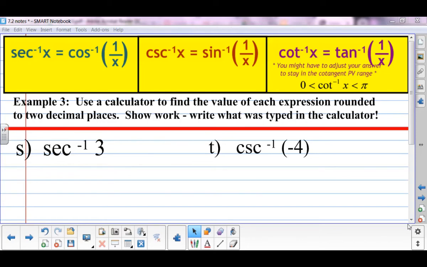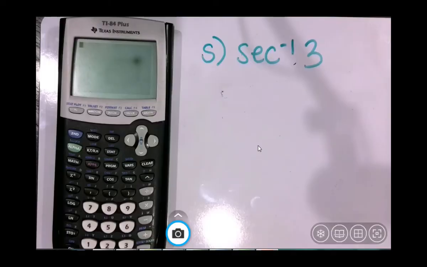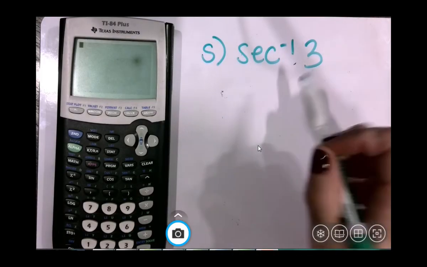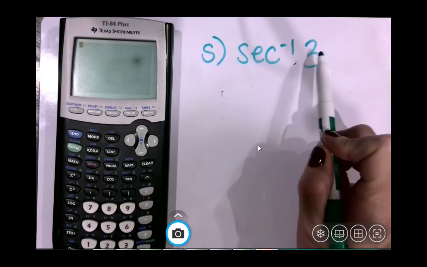If it's not unit circle, you'll be allowed to use a calculator. And you want to round everything to 2 decimal places. Make sure you show work. Don't just write the answer. Our calculators do not have reciprocal functions, so you need to show what you're typing in the calculator before you write your answer. Okay, so in example S, it's saying find the angle whose secant is 3.